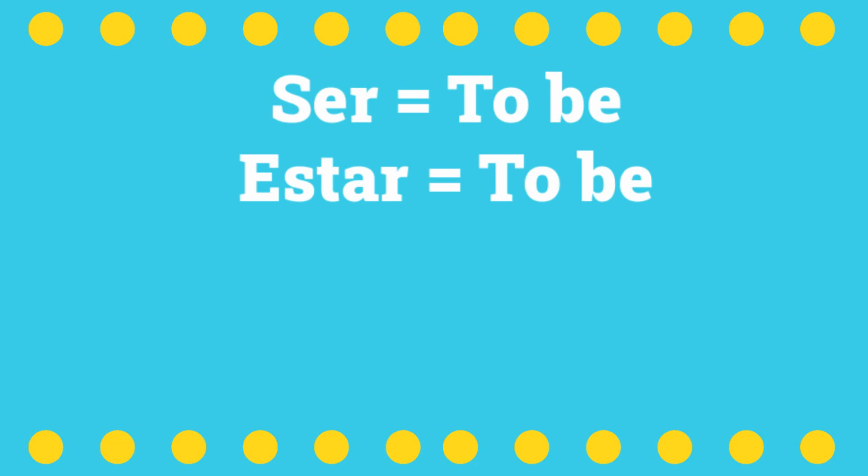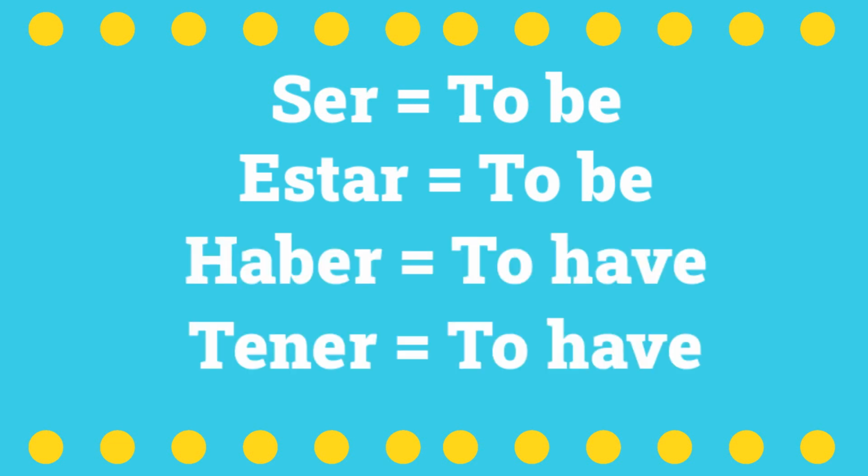So there we go. 4 really common verbs that I recommend you learn straight away. The verb ser and estar, the 2 to-be verbs, and the verbs haber and tener, the 2 to-have verbs. There we go. Have a go at conjugating them. When we say conjugate, we mean writing the verb out, so in each of its subject forms.